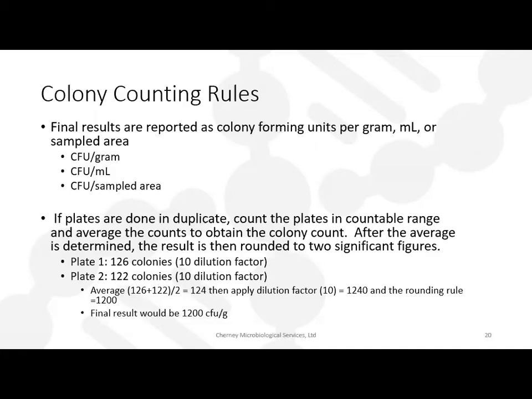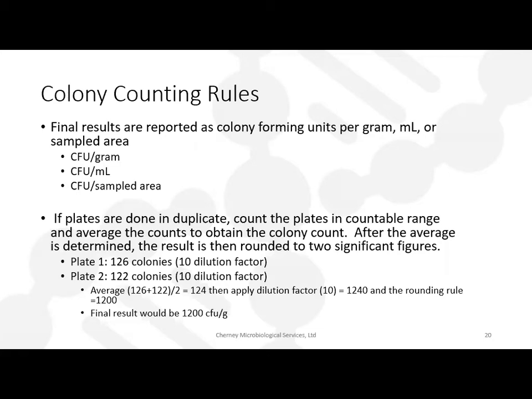If your plates are done in duplicate, you want to count the plates within the countable range and then average the counts to obtain your final colony count. So after your average is determined, the result is then rounded to 2 sig figs. Like I said, the rounding is always the last step.